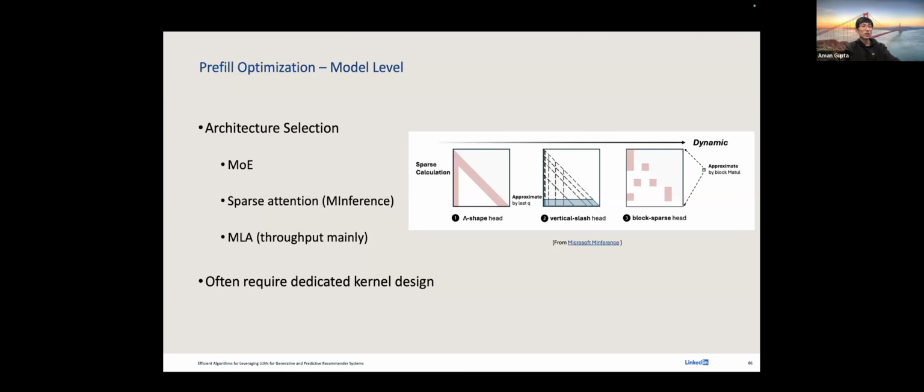So we want to point out that despite MLA absorb can reduce the latency during the decode stage, the MLA for prefill stage can also help increasing the prefill throughput. Another thing that is worth mentioning here is that these architecture level optimizations usually need to couple with the design implementation of the kernels in order to achieve the real speed up.